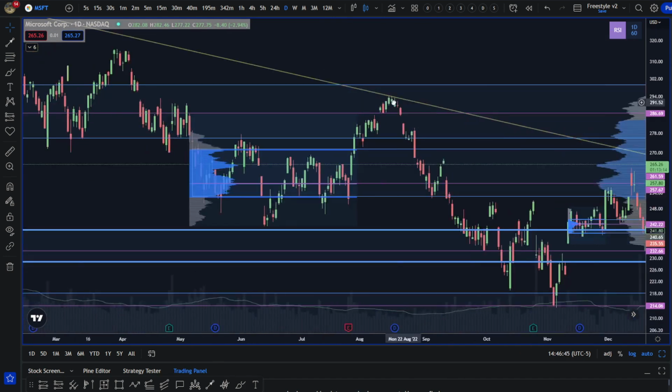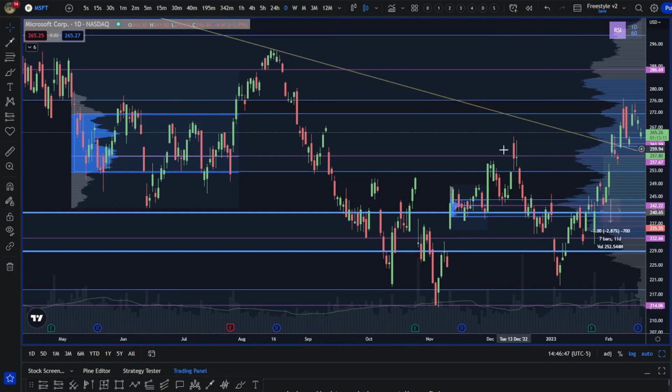Okay, and you'll see this happen time and time again. Here you have more examples of it, right? Again, you break into the range, right to the POC. If you crack the POC, down to the VA low. If you can't break the VA low, back to the POC. If you can't get to the VA high, down to the POC. You get it. That's pretty much the idea.